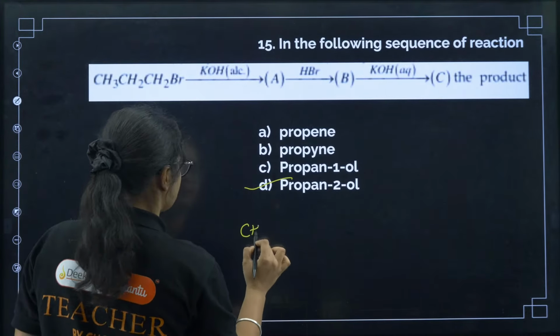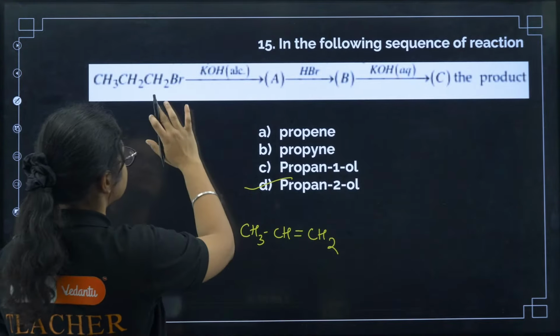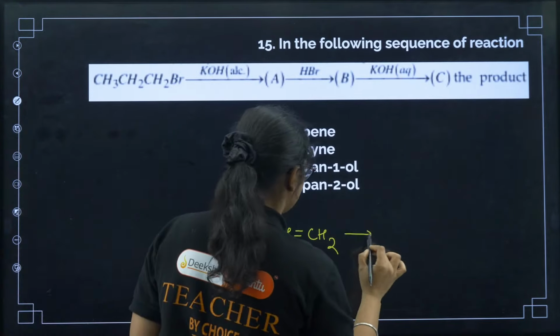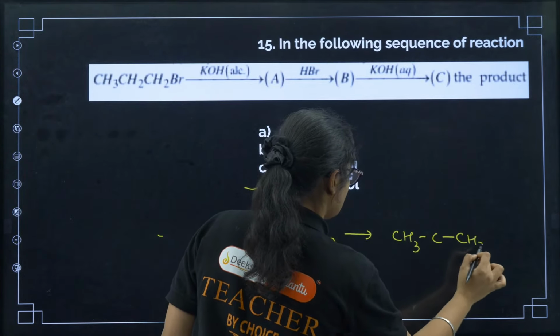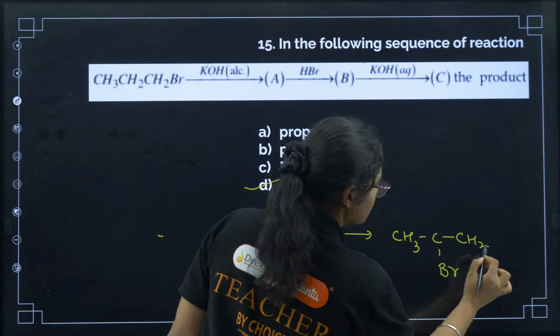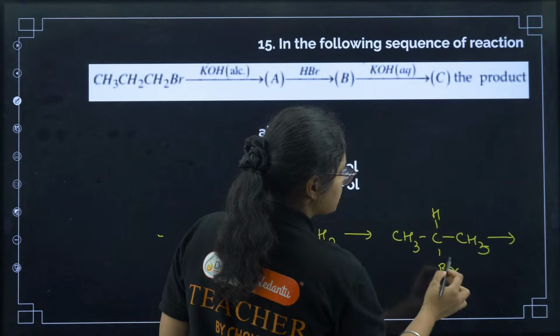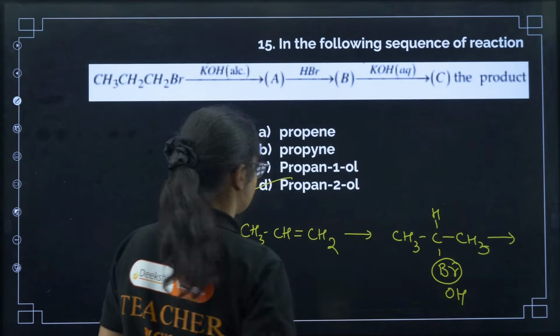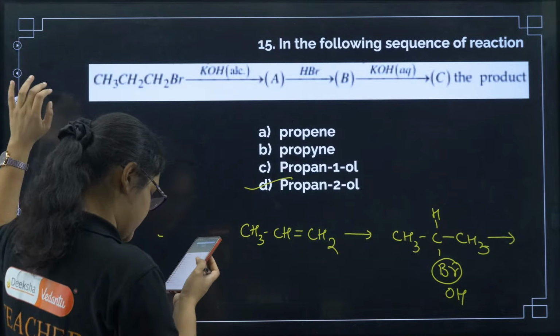What will be A? First we will get one alkene. Then if you treat it with HBr, you will get Markovnikov addition. Then if you do aqueous KOH, this Br is replaced with OH. So propan-2-ol is the correct answer. Yes, 15D is the correct answer.